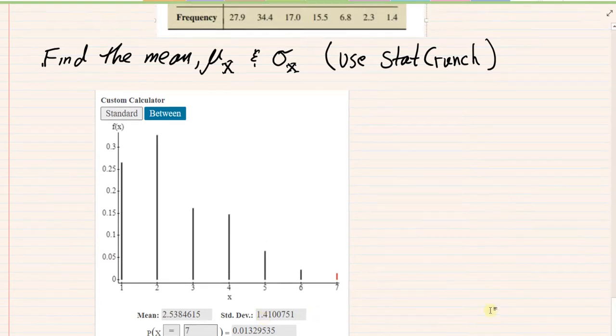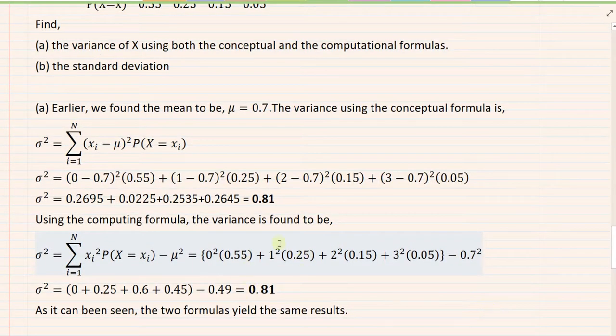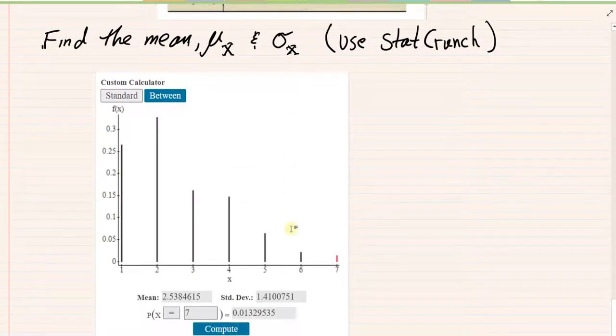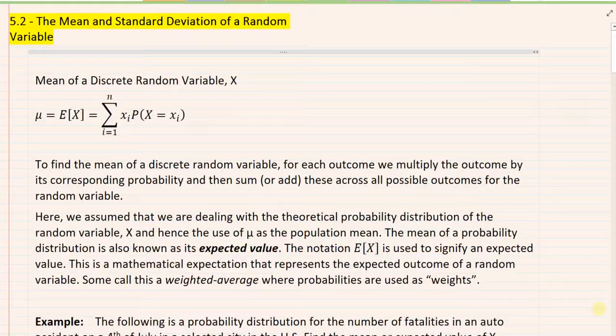Again, I apologize for my interpretation as accidents because I was still up here working with my own example. Okay, and with that we are done with this section 5.2, the mean and deviation of a random variable.